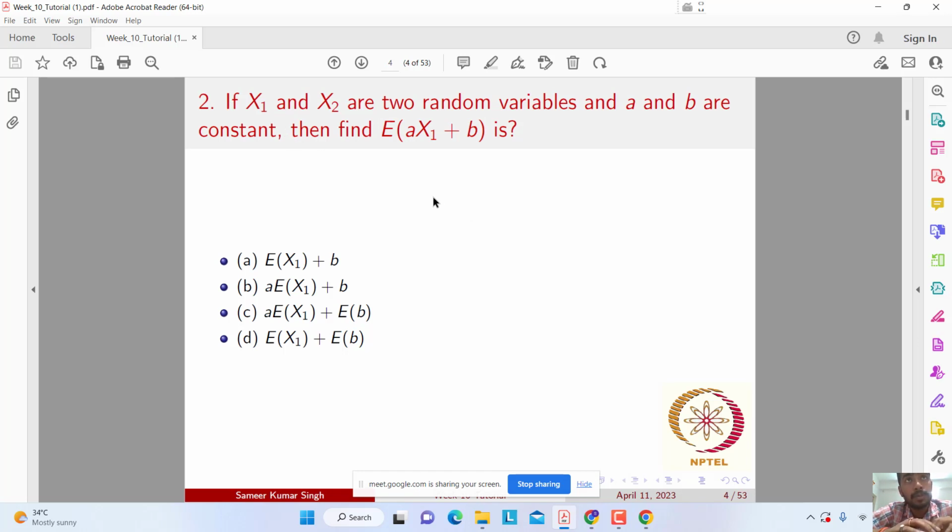So question number two. No, no, option C is not right. Try again. Surender, question number two is on your screen. We have two random variables x1 and x2, and a and b are constants. Then find the mean of this.